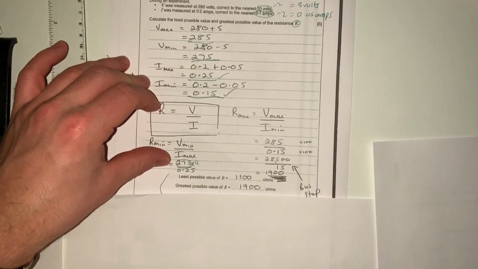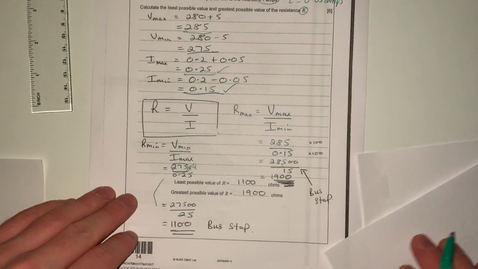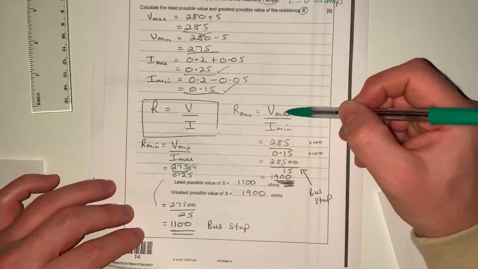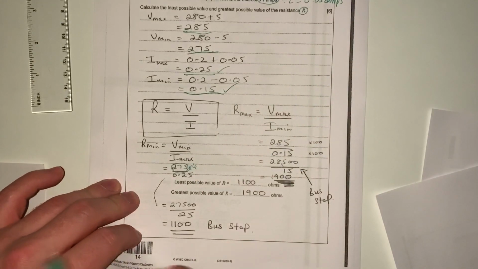Pretty tricky for 6 marks, mainly because it really tests your written skills, okay? And then your understanding here. Obviously, if you've divided the max by the max and the min by the min, you're not going to get any more marks apart from the first 3.